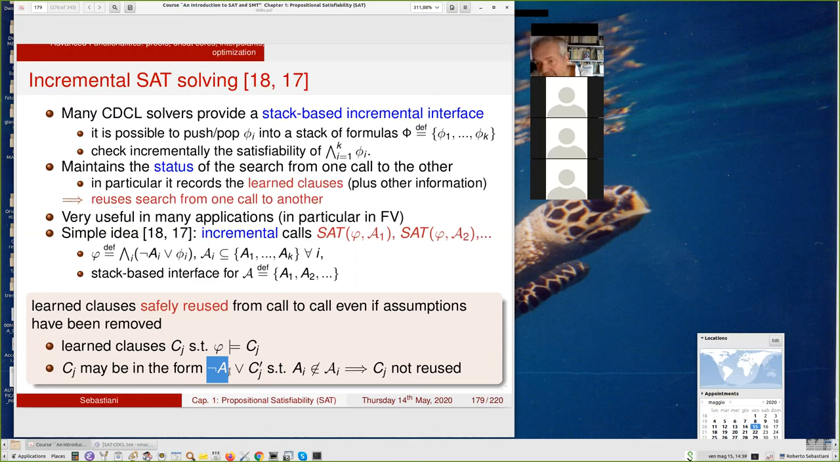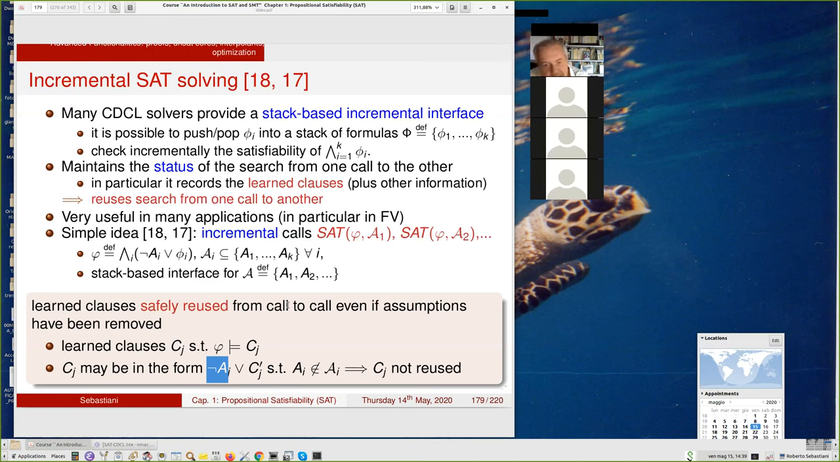Right? Sorry. Yeah. Can I ask a question? Yeah, sure. In your definition of incremental SAT solving, I think that all the phi from phi 1 until phi k were known before you start the entire solving process. Good question.